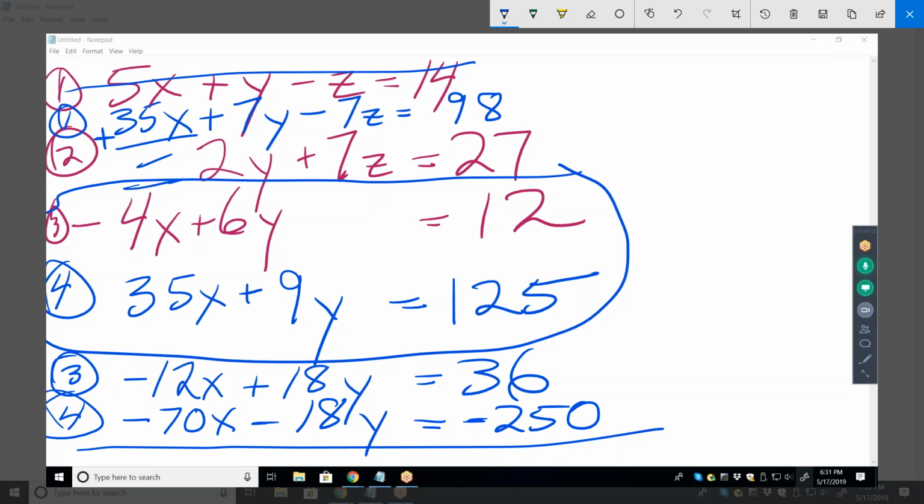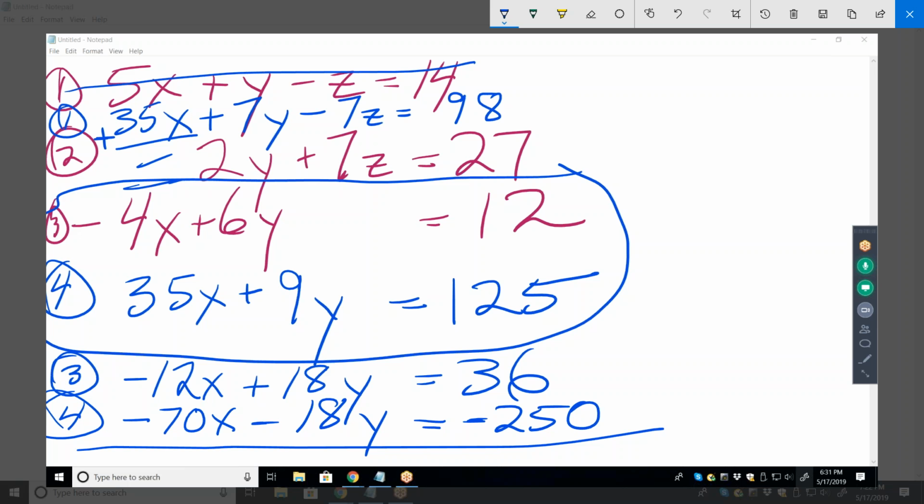If that was a plus 18y in equation 4, then I could still get rid of the y's, but I would have to subtract the two equations. So you do whatever you have to do. The reason you multiplied by -2 was so you could do addition. Addition's always easier than subtraction.